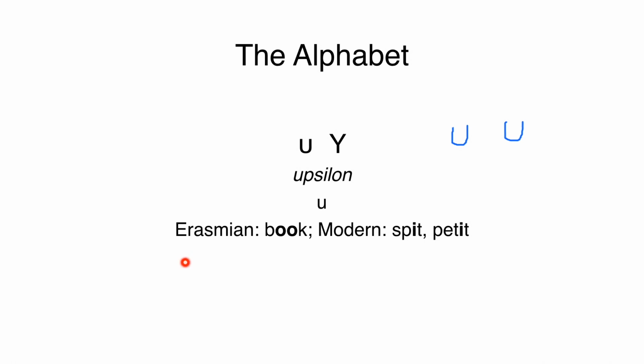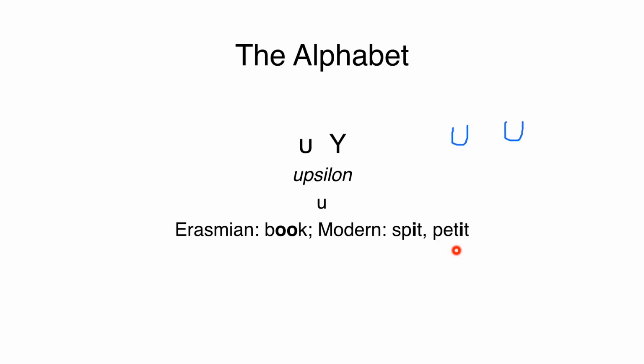The Erasmian pronunciation treats this like the U sound in book. The modern pronunciation system, however, treats it like eta and iota, with an I sound, as in spit, or petite. So the systems have quite different pronunciations for this letter also. It's known as upsilon or ypsilon.